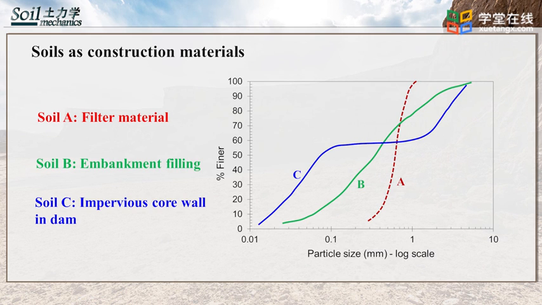The poorly graded soils have good drainage capacity and they are suitable for drainage purposes. The gap-graded soils are sometimes used in dam construction to build the impervious core wall.